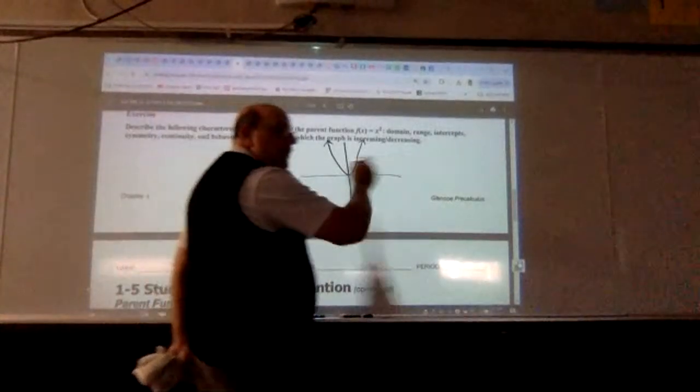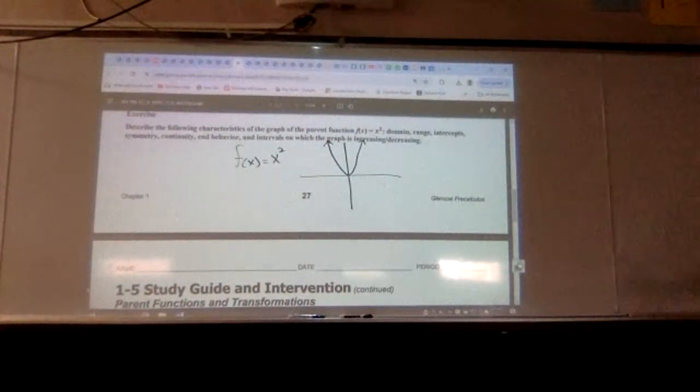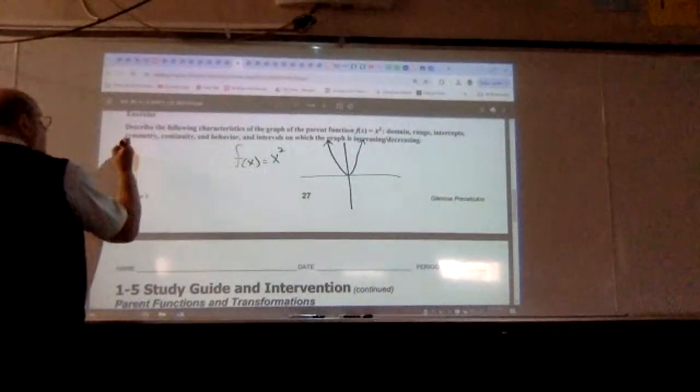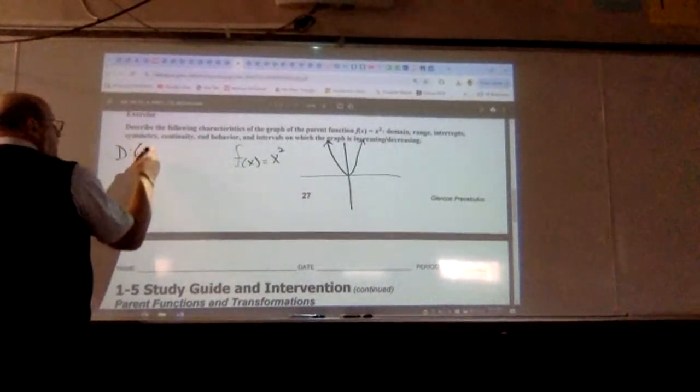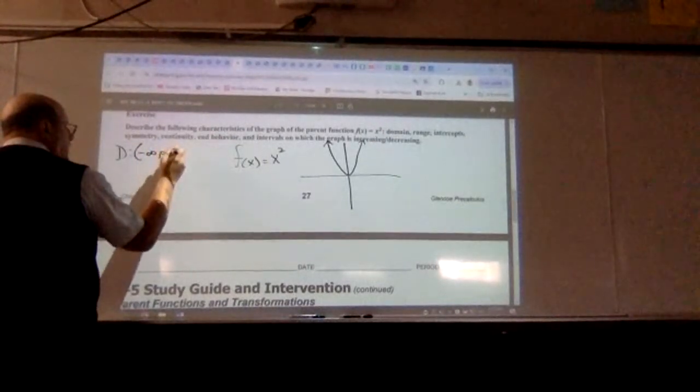What's the domain of this function? Can I put in a really, really, really big negative number and get out a number? Yeah, it's all the way across, right? So my domain, let's go ahead and write it in interval notation. My domain is negative infinity to positive infinity.